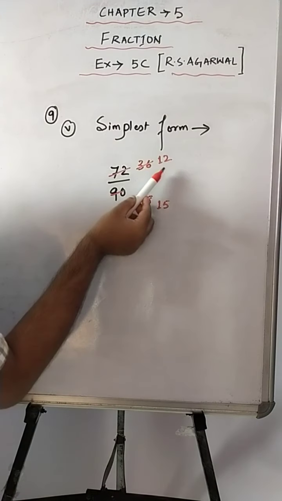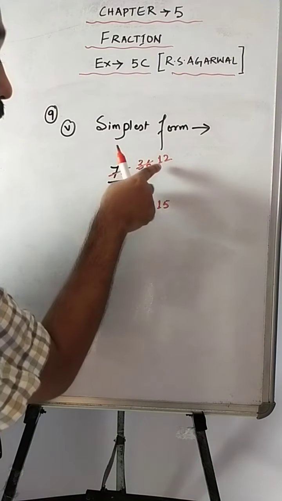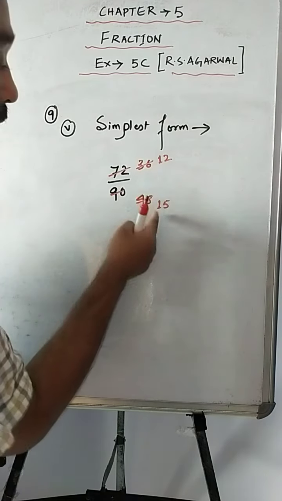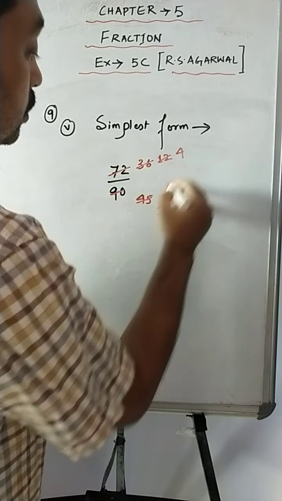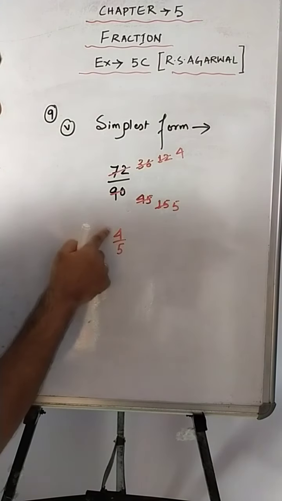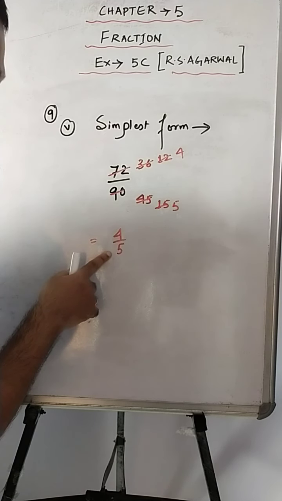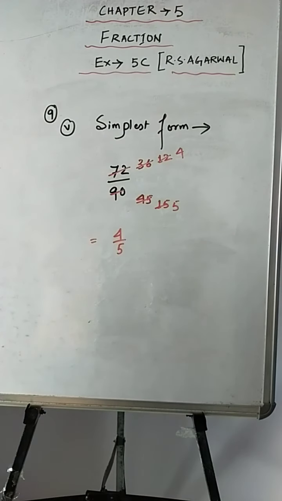Again you check whether 12 and 15 have only 1 as a common factor. No, this time also 12 and 15 can be reduced by 3. So 3 is a common factor for these two. So 3 4s are 12 and 3 5s are 15. Now we can say that 4 and 5 don't have any factor other than 1. So this form is called the simplest form.